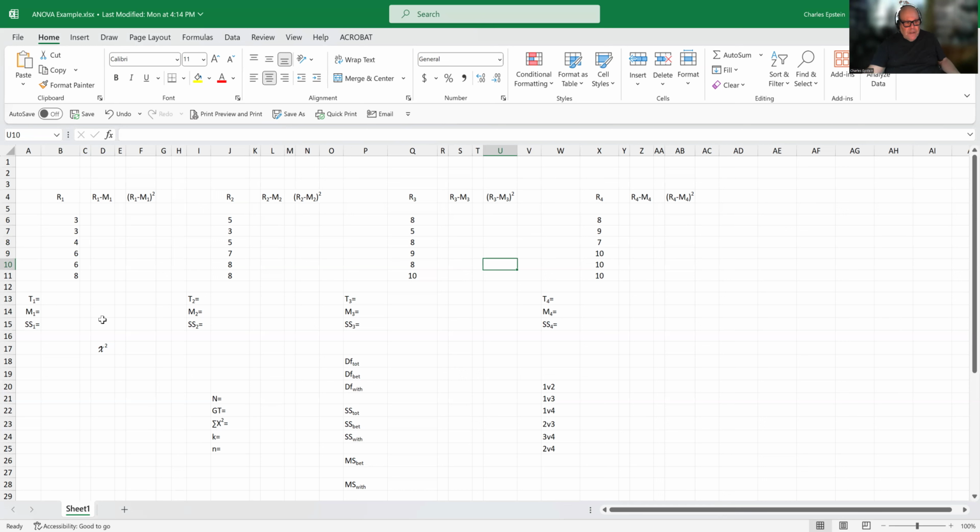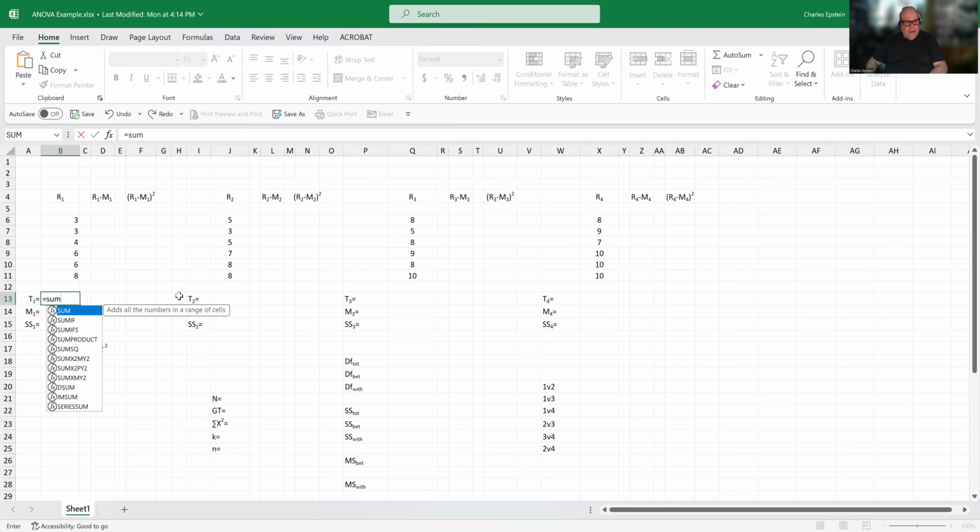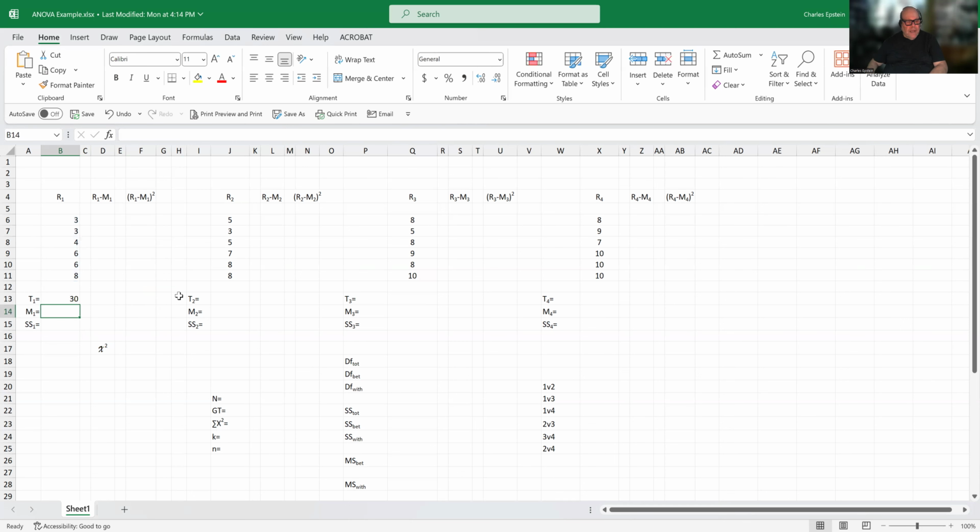The first thing that I always do is I like to do my low-hanging fruit, as I say. So the first thing I'm going to do is find my totals. I'm just going to add up this entire column, just like this. And I know I have 6 people in this group, so I'm going to find the mean. It'd be this divided by 6, to get the mean.